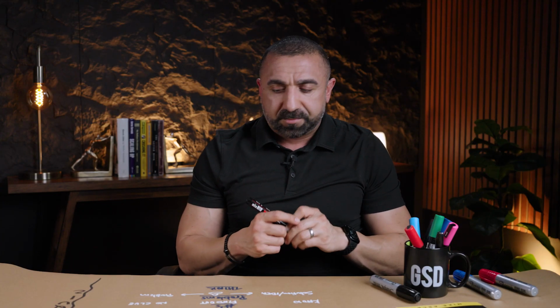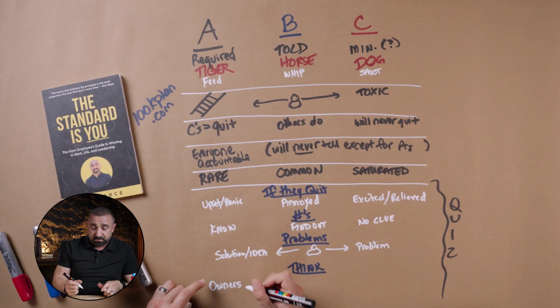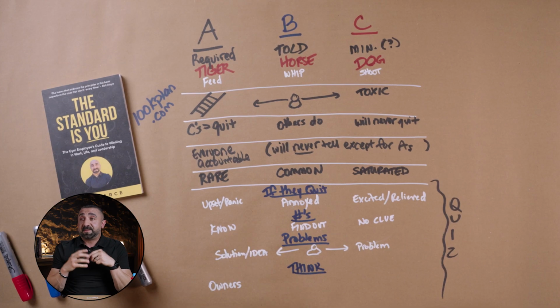Okay, so the difference is in how they think, okay? A players think like owners. They don't want to waste time because they see that as our company time. They don't want to make a mistake that costs money because they're like, that's our money, right? So they're thinking like it's their money, like it's their business, like it's their reputation.